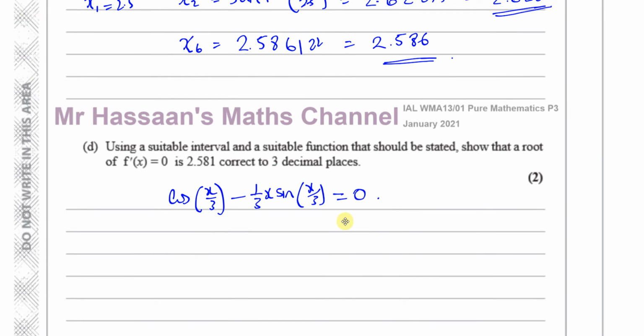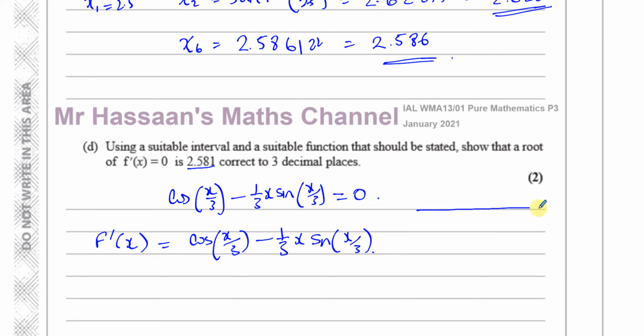Okay, so I can use the function, therefore, f dash of x equals cosine of x over 3 minus a third times x times sine of x over 3. That's the function I'm going to use. And I want to show that there's a root of this equals 0 is 2.581 correct to 3 decimal places. So what I need to do is this.